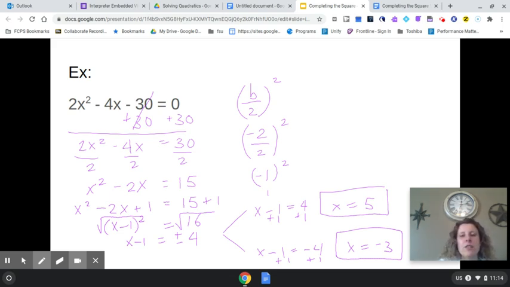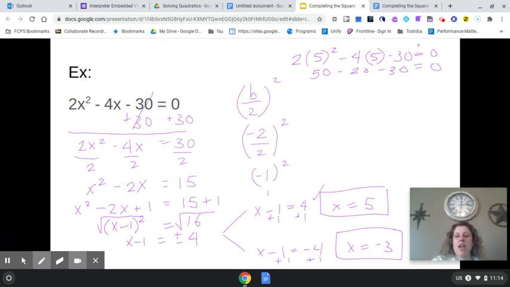So if we plug in the first one, 2 times 5 squared minus 4 times 5 minus 30, we're asking ourselves, does that equal 0? Well, 5 squared is 25, times 2 is 50. 4 times 5 is 20. So we get 50 minus 20, which is 30. 30 minus 30 does equal 0. So that first solution checked.